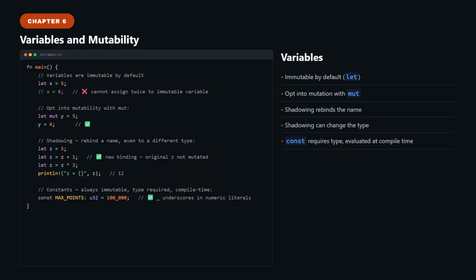Shadowing lets you rebind a name, even to a different type, without mutation, useful for transforming a variable step by step. Constants are declared with const, require a type annotation, and are evaluated at compile time. Underscores in numeric literals improve readability.